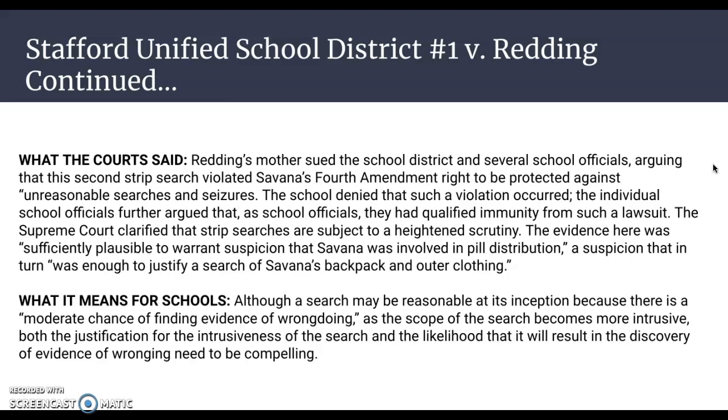However, what does this mean for schools? Although a search may be reasonable at its inception because there is a moderate chance of finding evidence of wrongdoing, as the scope of the search becomes more intrusive, both the justification of the search and the likelihood that it will result in the discovery of evidence need to be compelling.